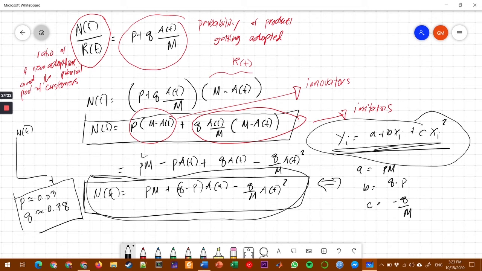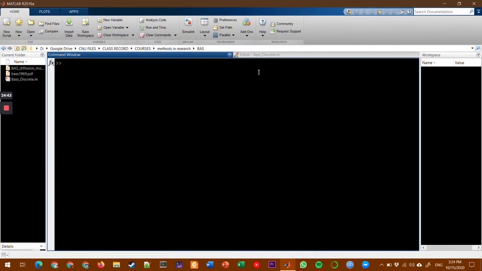It's just one equation, and it's easy to code actually. So I'll just show you the output, and from the output you have to devise your own code on how to replicate my graphs. Okay, so let's do this. I actually made a function called Bass discrete. Can you see it?